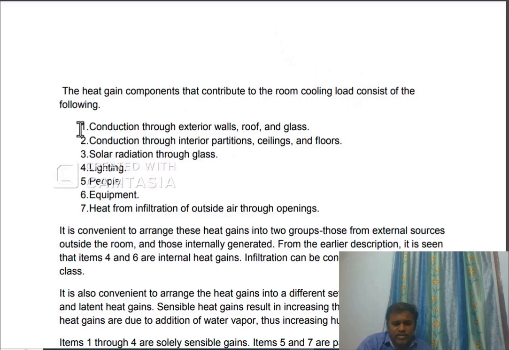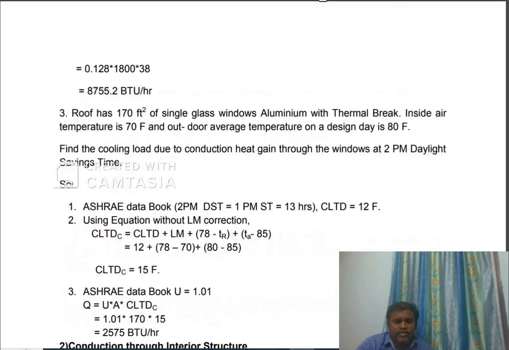So earlier we have seen the conduction through the walls, exterior walls, roofs, and glass. Secondly, conduction through interior walls, ceilings and floors. Radiation through the glass, lighting, people, equipment, and heat from infiltration of outside air through the openings. See here, for all these things there are some formulas we will try to understand.